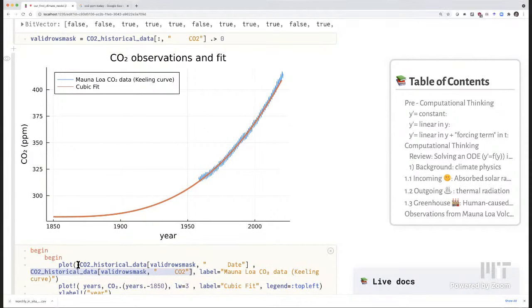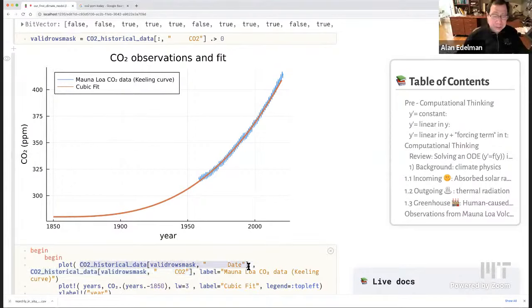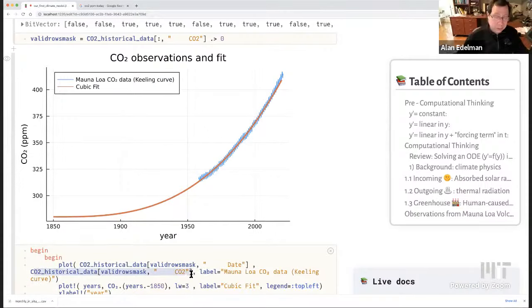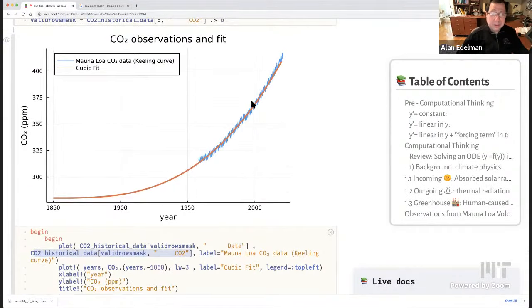We're indexing using a vector, and it realizes that it's a vector of booleans, trues or falses, and it will just extract the rows which satisfy the condition, which are true. So literally, I'm grabbing as the first coordinate of my plot the date field where it's valid, and the CO2 field where it's valid, and I'm labeling this Mauna Loa CO2 data. This blue wavy data is a picture of what you just saw. That's this Keeling curve showing the actual carbon dioxide levels that have been measured.